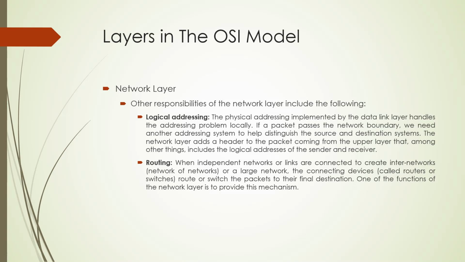When independent networks or links are connected to create inter-networks, or large networks, the connecting devices, often called routers or switches, route or switch the packets to the final destination. This feature is also taken care of by the network layer, because the network layer is responsible for delivery of packets from the source to the destination. The data link layer and the physical layer help the network layer, but the responsibility of delivering the packets lies with the network layer.